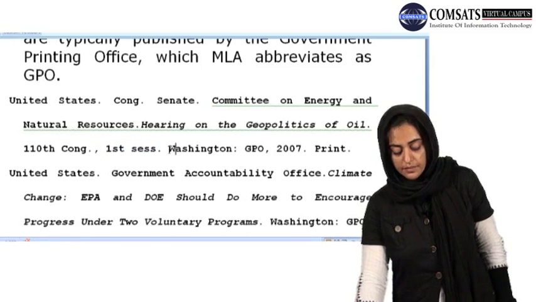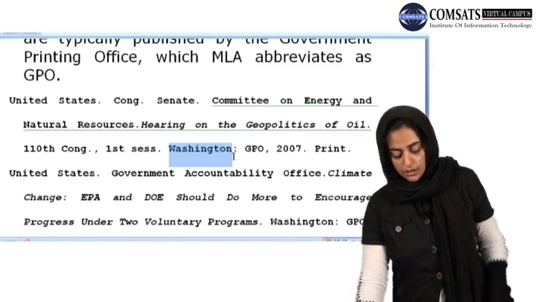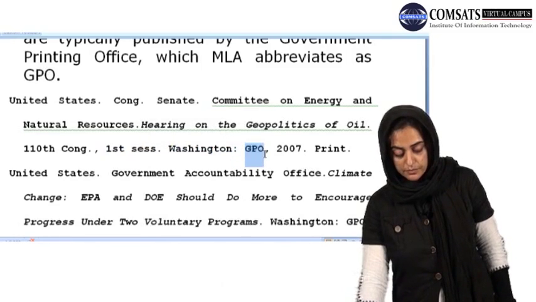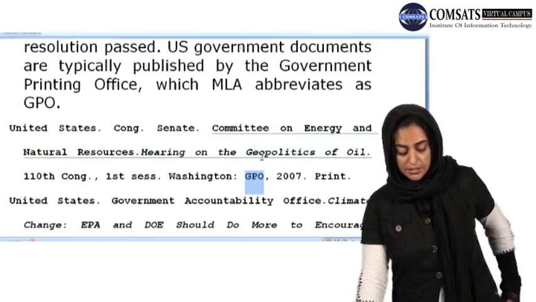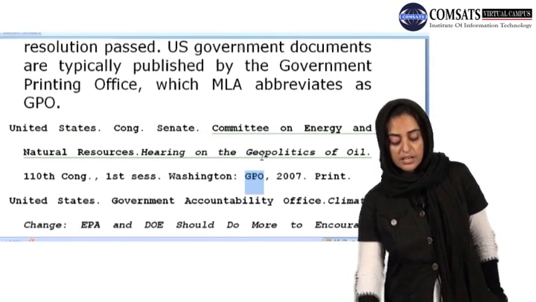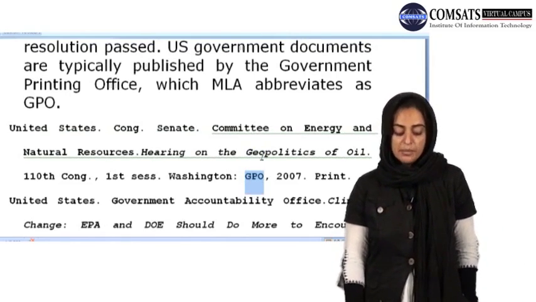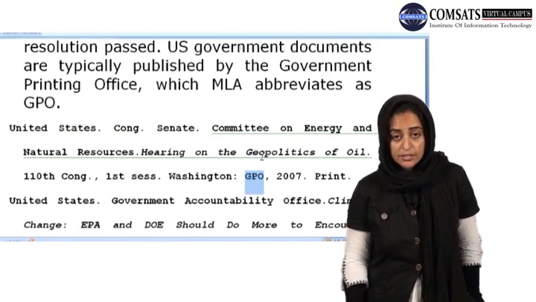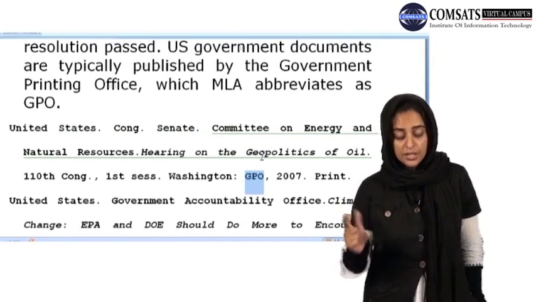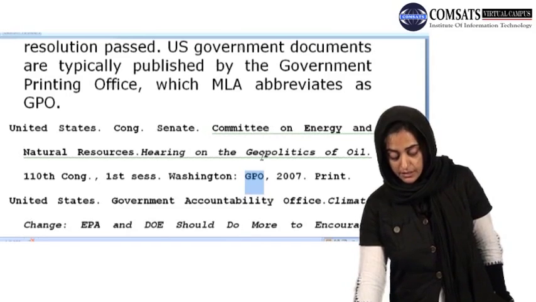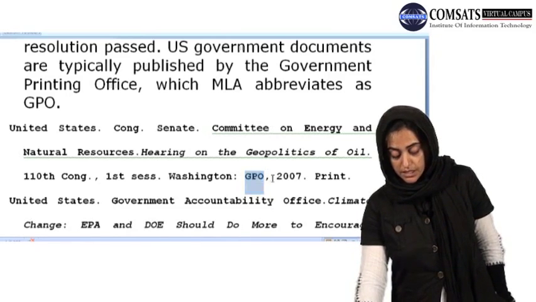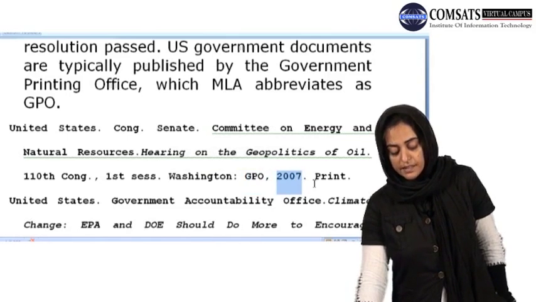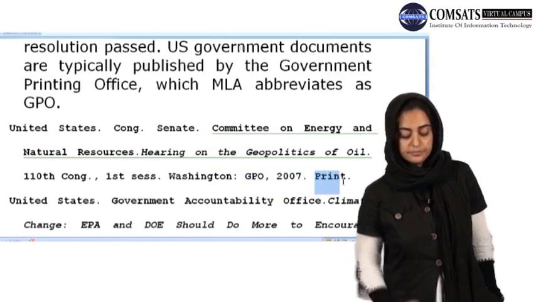Then, dear students, a period, then the city of publication, then a colon, GPO is the name of the publisher, Government Printing Office. US government documents are normally published by the Government Printing Office, so GPO is the abbreviation. Then a comma, the year of publication 2007, then a period, then the medium of publication, print.